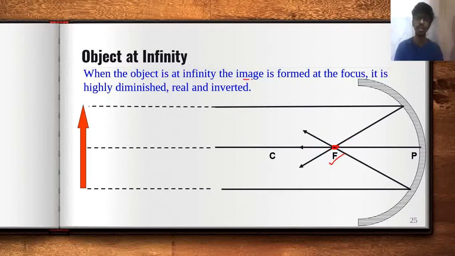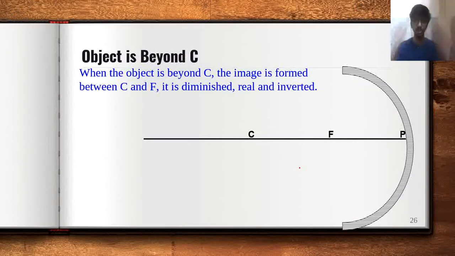That's why the image is formed at the focus, at that point. It is very, very small, because it is almost on the principal axis. So it is highly diminished. It is real, because there is a real intersection of the reflected rays, and it will be inverted. Now you got it. Object at infinity. Now going to the second case, object beyond C, that is beyond the center of curvature.